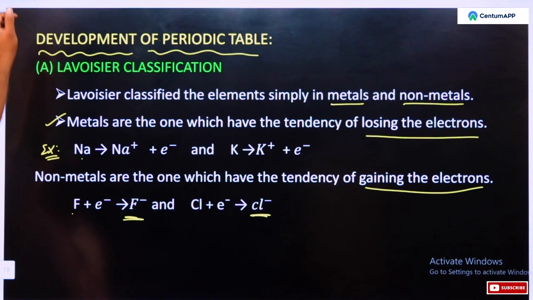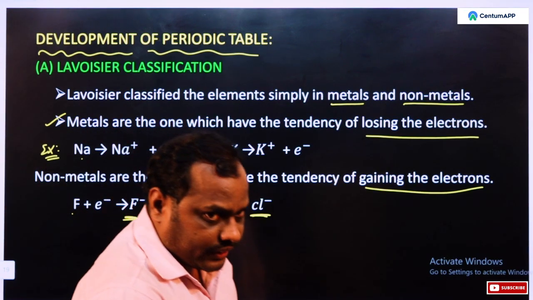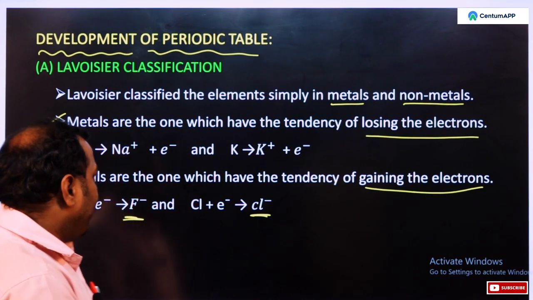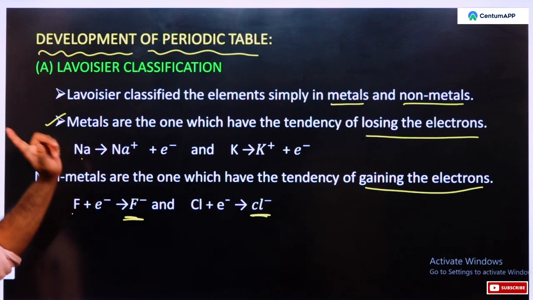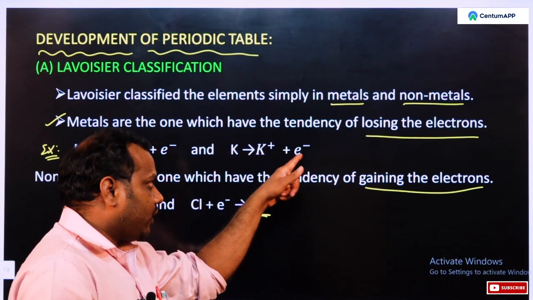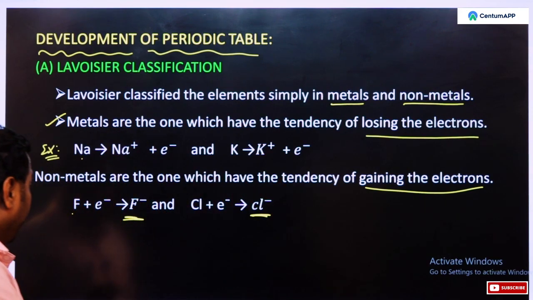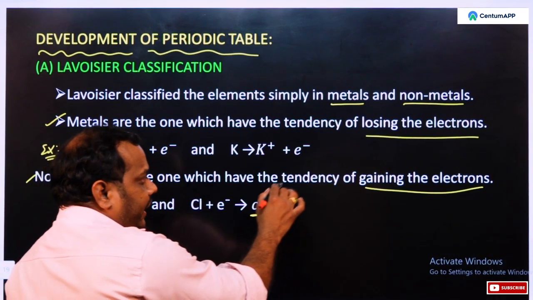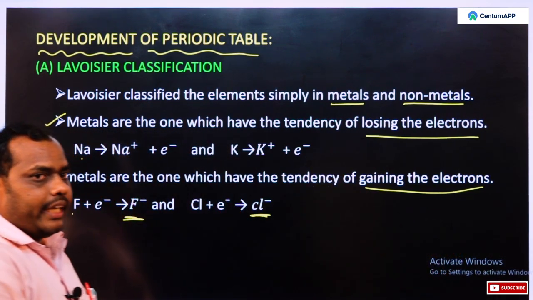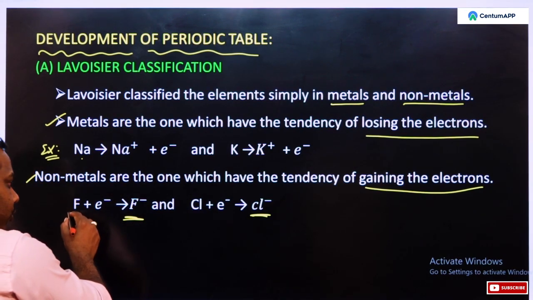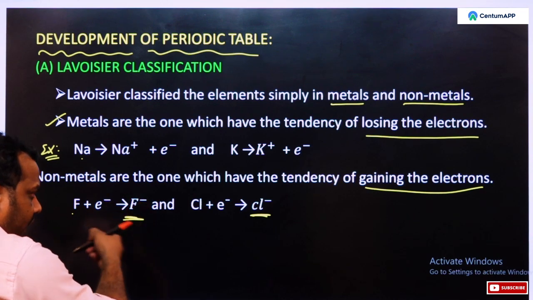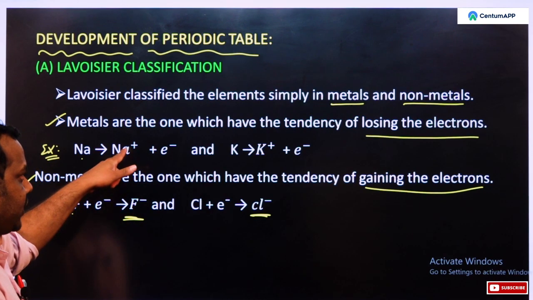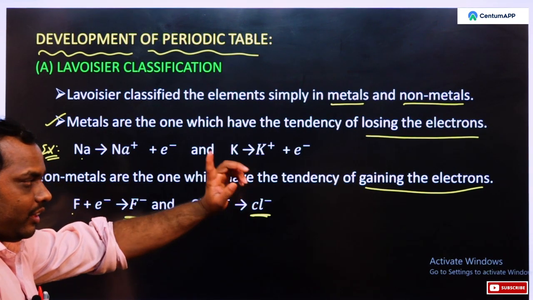What is the Lavoisier classification? Lavoisier classified metals and non-metals. Losing of electrons is called metals. Example is sodium, which loses one electron to form sodium plus. Potassium loses one electron to form potassium plus. Next, non-metals are the ones which have the tendency to gain electrons. Example is fluorine, which gains one electron to form F minus, and chlorine, which gains one electron to form Cl minus. Positive charge species are called metals; negative charge species are called non-metals.